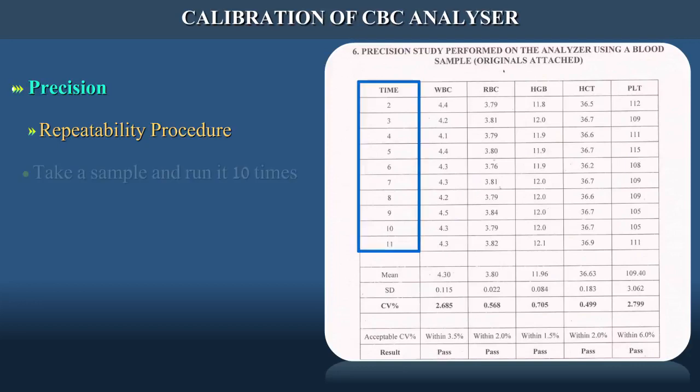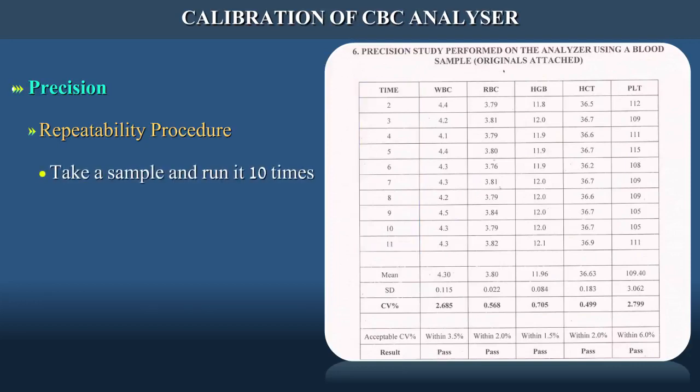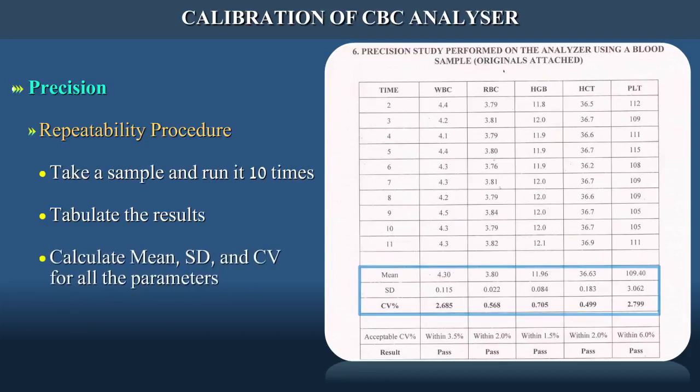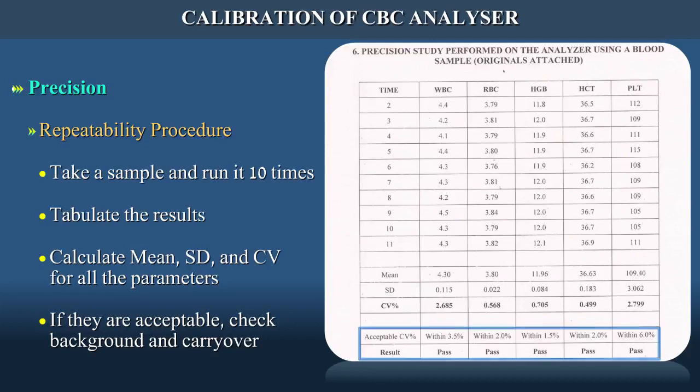Repeatability procedure. Take a sample and run it 10 times. Tabulate the results. Calculate mean, SD and CV for all the parameters. If they are acceptable, check background and carryover.